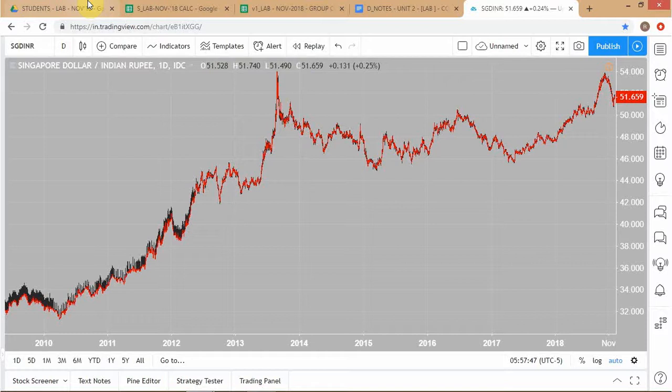So in this kind of a market, when you make any profits or losses, are those profits or losses going to be in Singapore dollars or rupees? Is my question clear? Yes, sir. Singapore dollar rupee is treated as a market.